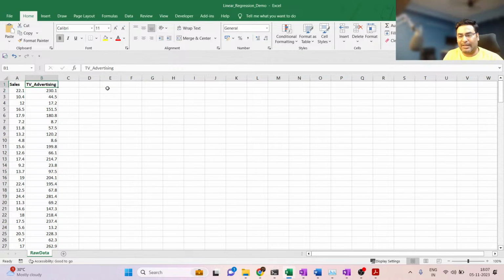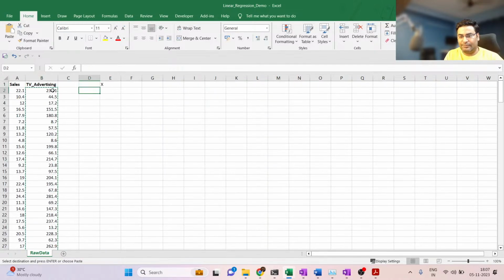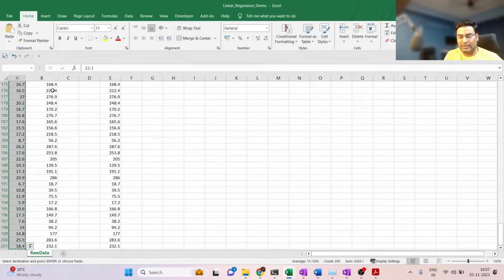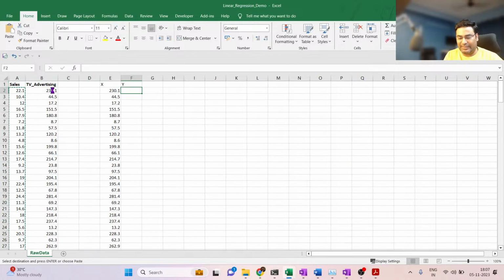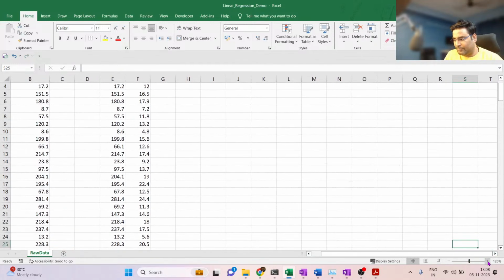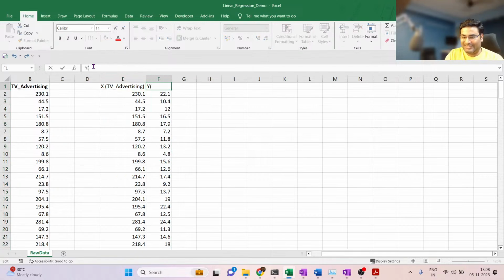What we can do is take X as the ads. I'll just copy and paste the whole data here. And Y will be my dependent variable, and that will be sales. So what I'm saying, guys, is that I'm going to predict the sales basis the ad. Can I say that? So this is your TV advertising. If my Excel is visible, guys, let me zoom in a bit. Perfect. And Y is my sales, right?